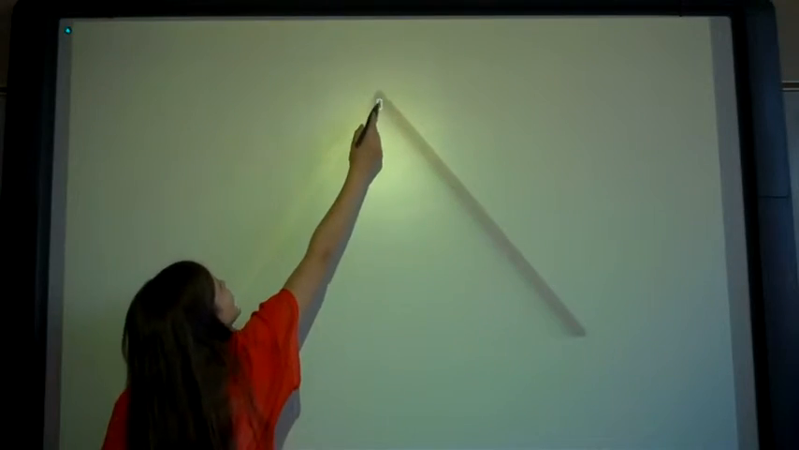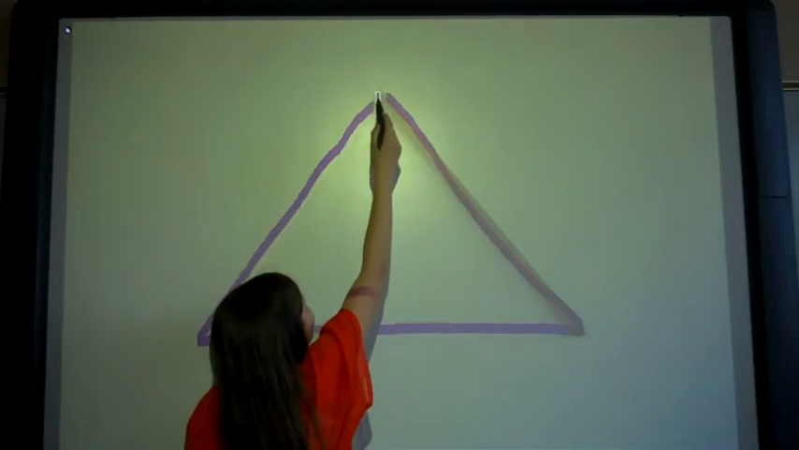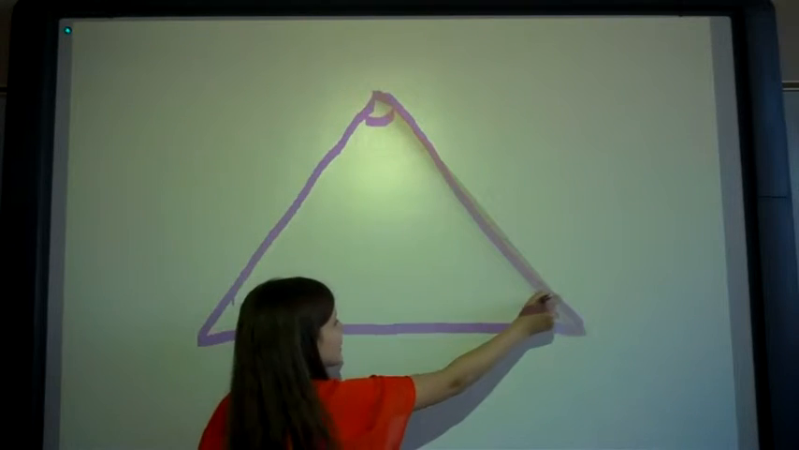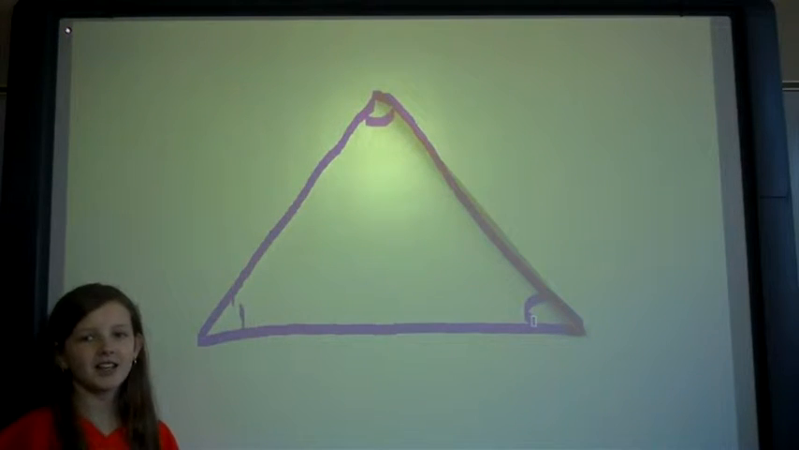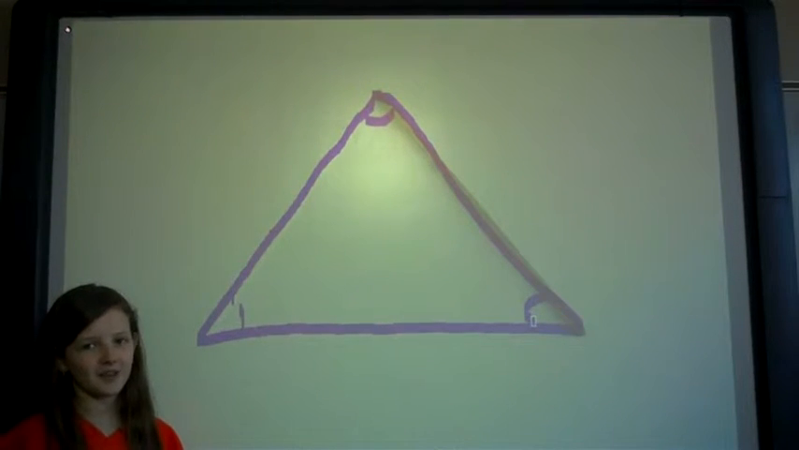This shape is a triangle because it has 3 sides and 3 angles. All the angles are acute angles, and they are all 60 degrees. The whole triangle is 180 degrees, and this is an equilateral triangle. I hope you have fun learning about geometry.